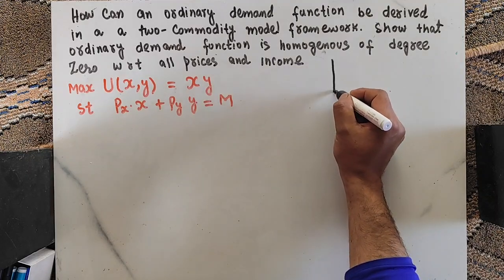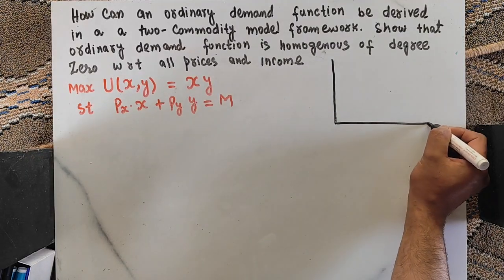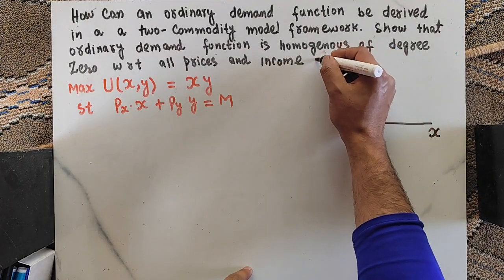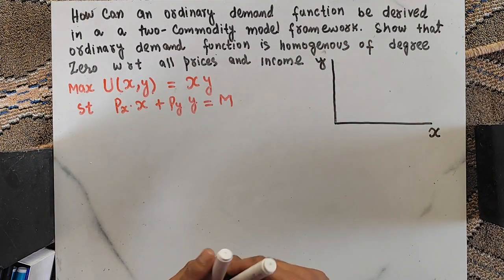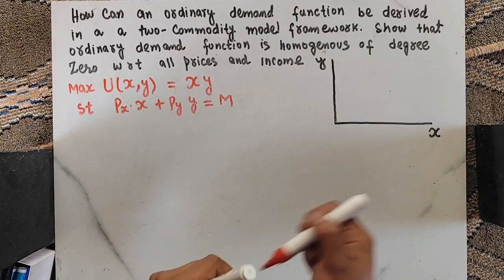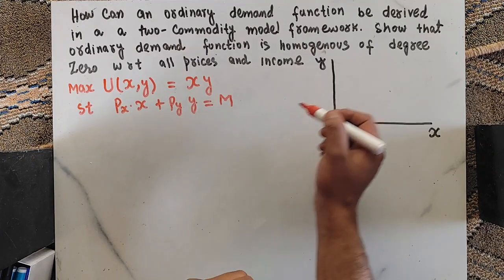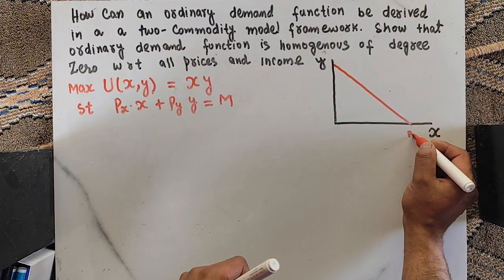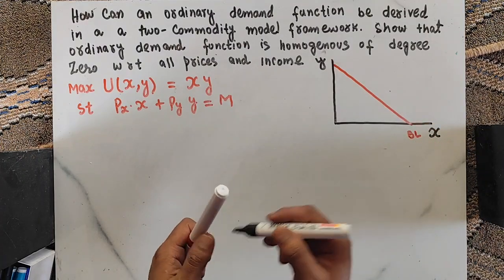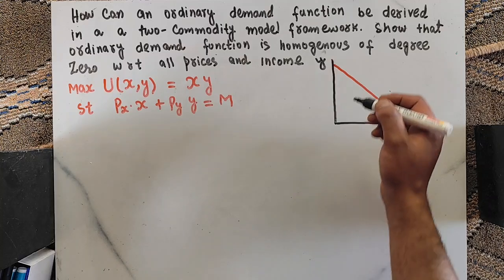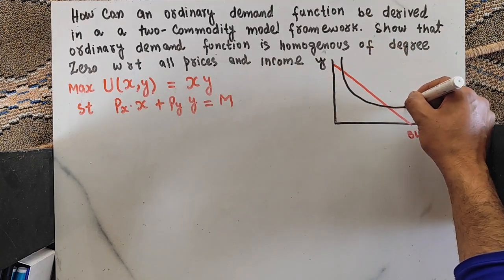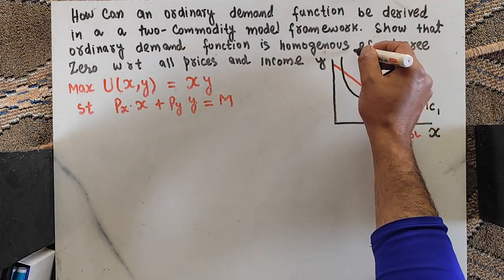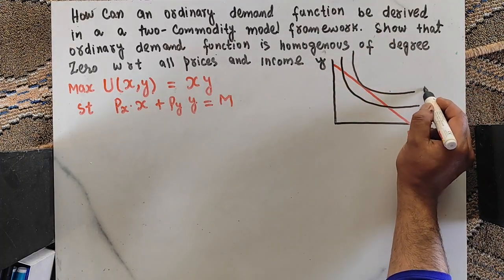So graphically, if I draw a graph, we take good x on the horizontal axis, good y on the vertical axis. This tells us that with a given budget, let us say this is the budget line, the consumer wants to reach the highest satisfaction or utility. So we take the indifference curve, which is our utility function. Let us say this is IC1, and let us take another utility function. Let us say this is IC2.